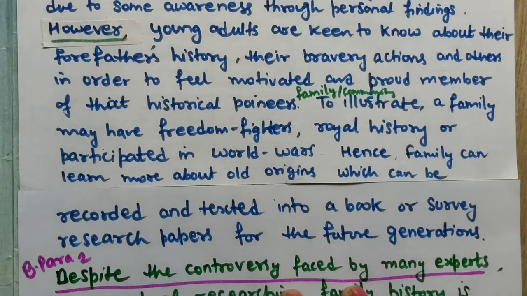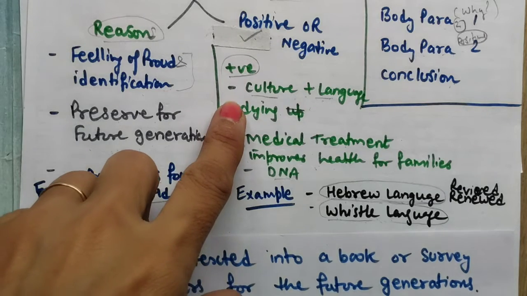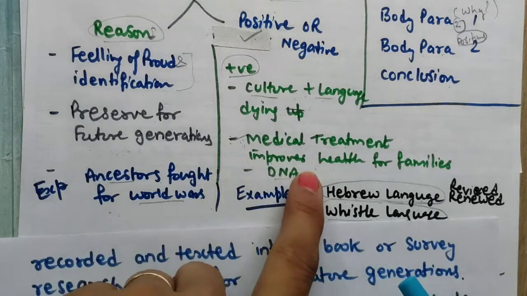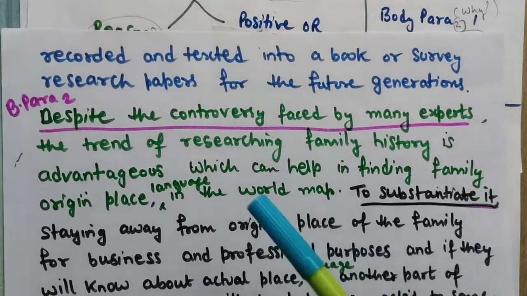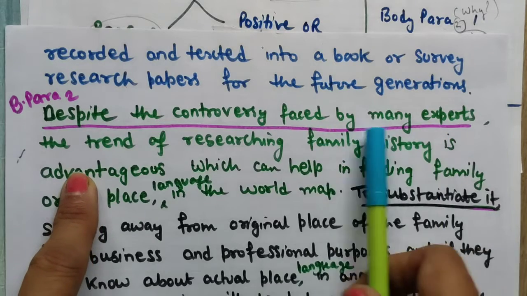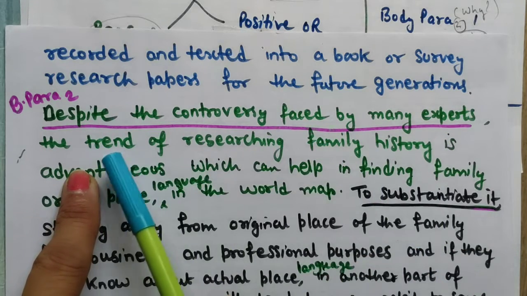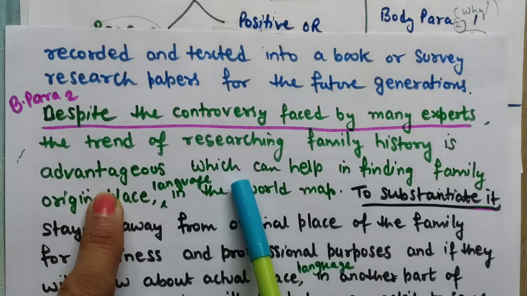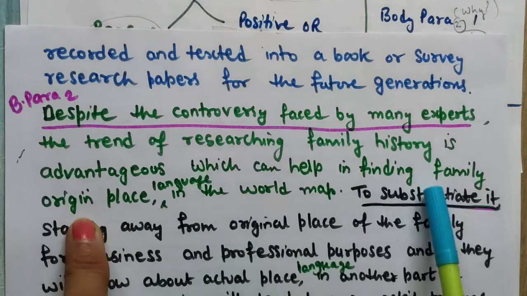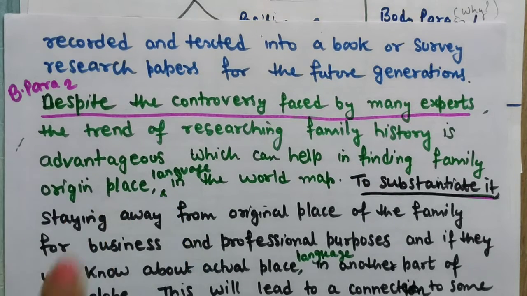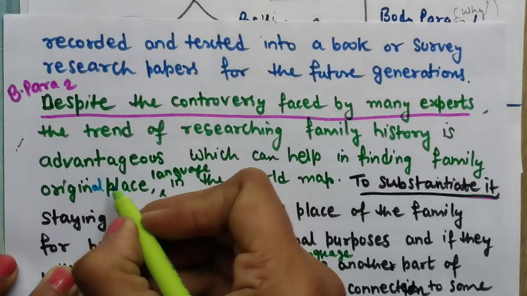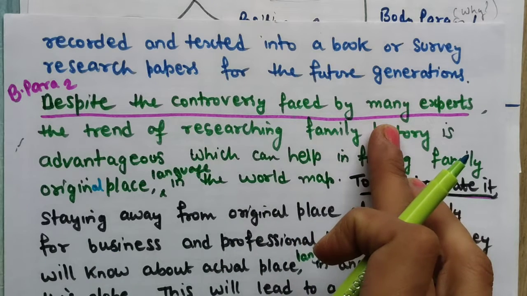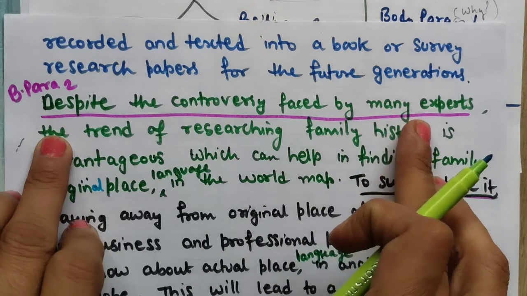Okay, now body paragraph 2. Now next point, positive development we will write. Culture and language dying out and medical treatment we will talk about. So, despite the controversy faced by many experts, I have made this myself: the trend of researching family history is advantageous, which can help in finding the family's original place. These are good phrases and sentence structures, you can use them.